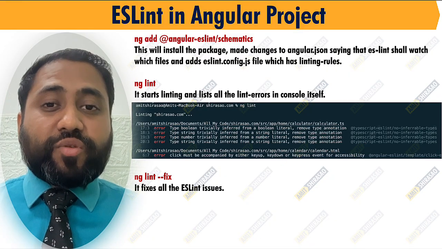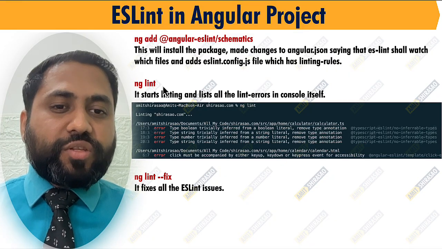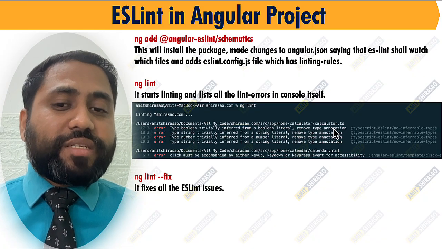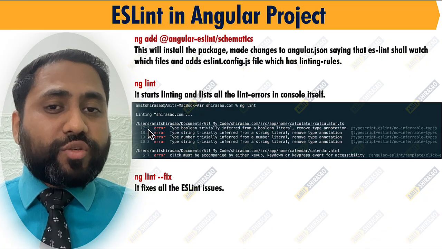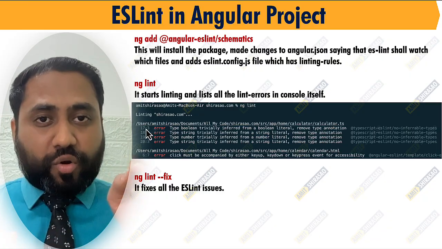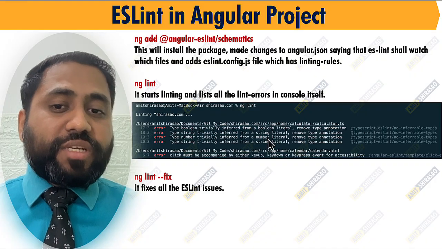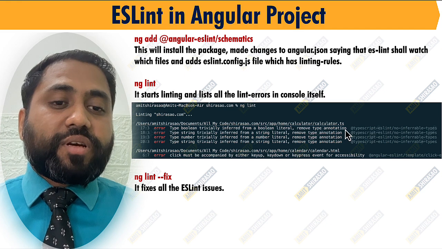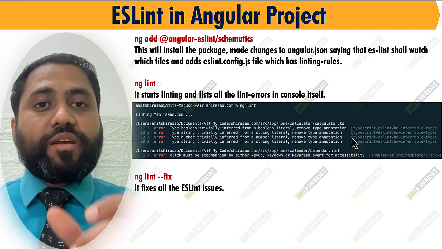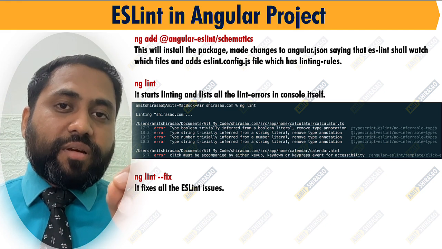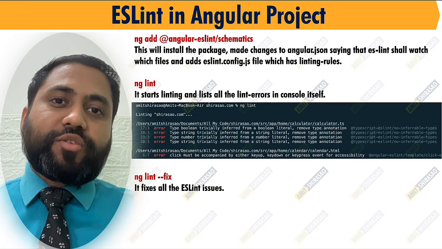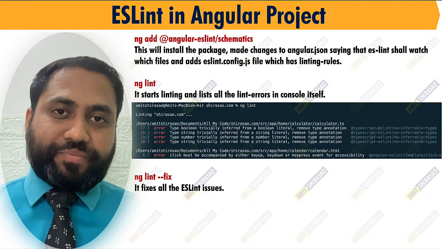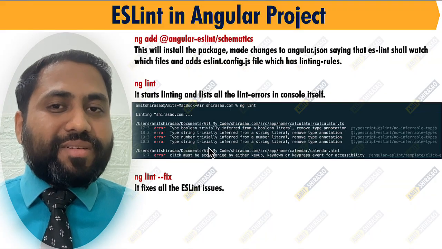So when you run it, how do you run it? You just say ng lint. This will run it in the console, and it is analyzing every file. For every file, it is going to say that on so and so line number, so and so column number, you have this error. So what is the error? Type boolean trivially inferred from a boolean literal. So remove the type annotation. Basically you should not be writing boolean isManager equal to true. That boolean is not required. You should just write isManager equal to true. Simple. So that is a kind of rule.